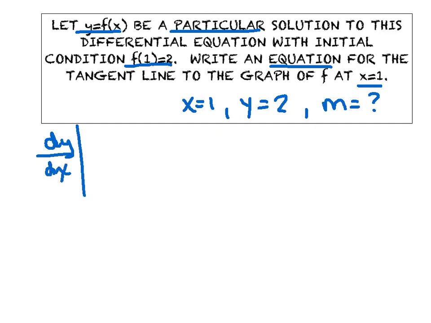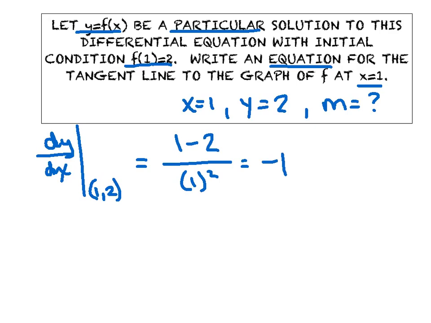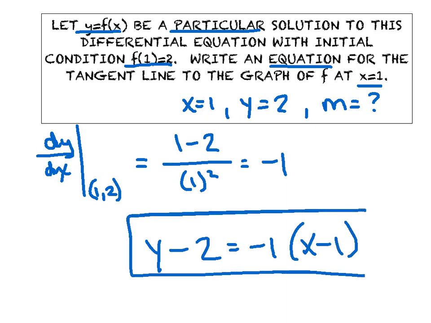We're going to use our diffie-q to help us find that. Using this fancy notation, we'll say evaluated at 1, 2, and we'll go ahead and plug it in. Substituting the 2 for the y, and then the 1 for the x. Let's see, what do we got here? We got a nice negative 1 for our slope. Therefore, our tangent line says y minus 2 equals negative 1 times the quantity x minus 1. Ladies and gentlemen, there she is. There's our tangent line.